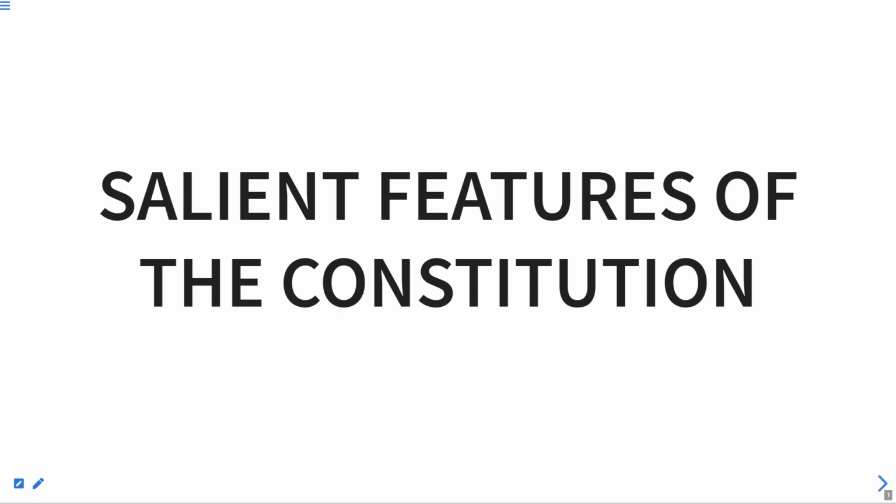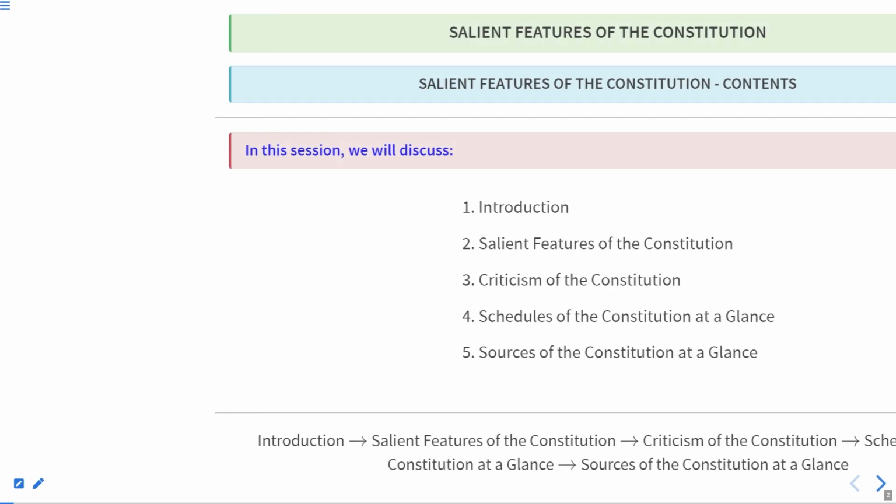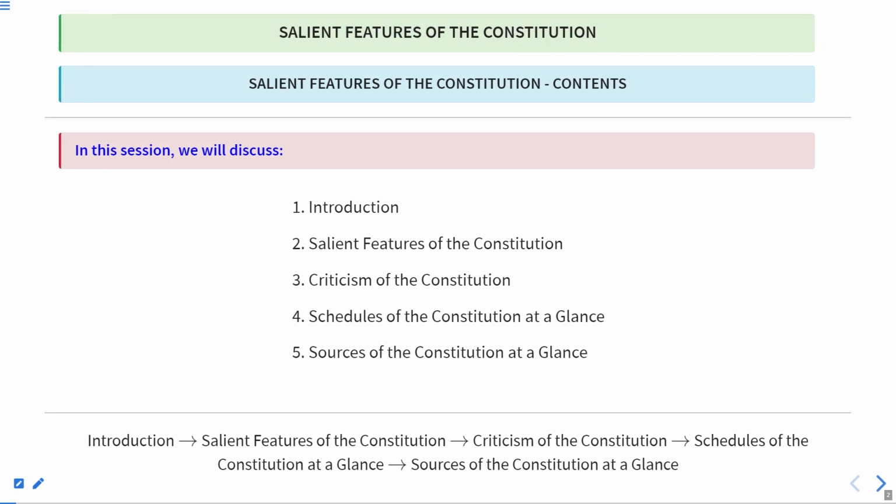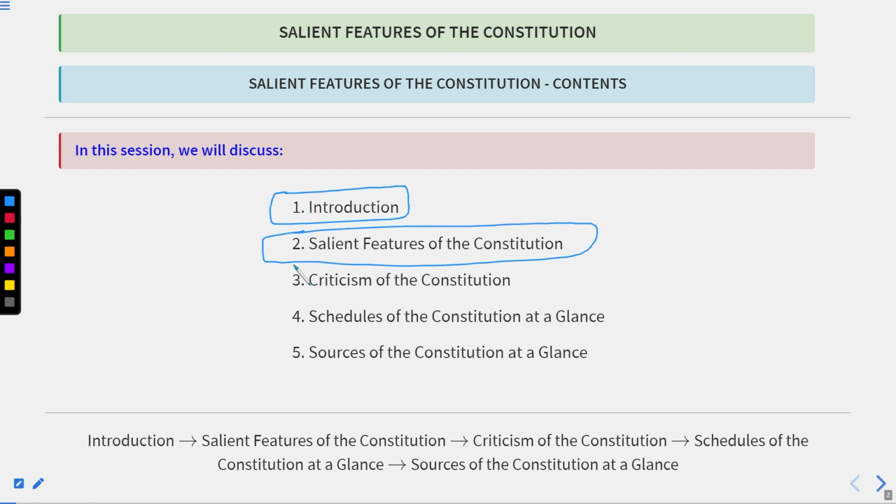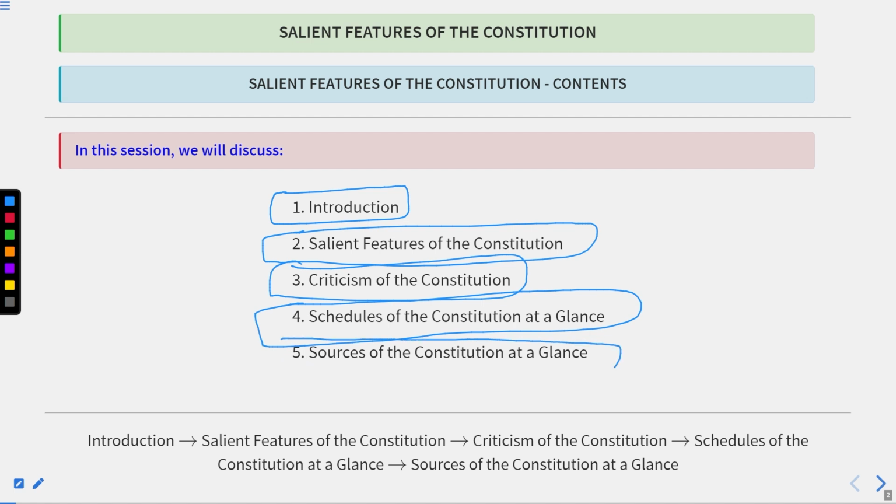So students, as we know, we have started the salient features of the Indian Constitution, which is an important topic from the examination point of view. We have scheduled these topics for discussion under this series: the introduction part, salient features of the Constitution, criticism of the Constitution, schedules of the Constitution at a glance, and the sources of the Constitution at a glance. So these are the things which we have scheduled for the discussion.